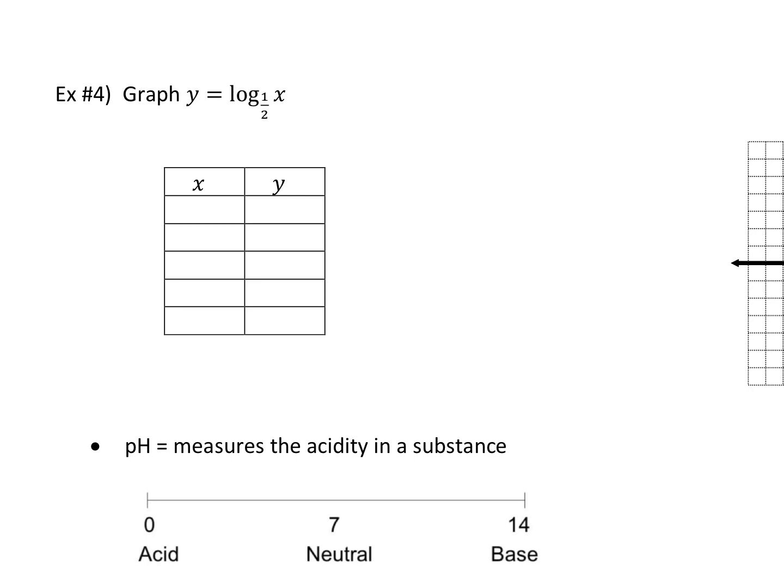-2, -1, 0, 1, and 2 in the y column. So this is -2, -1, 0, 1, and 2. Okay, so rearrange that into exponential form. Plug those numbers in, see what you get, and then graph it, and we'll see if your graph works out.